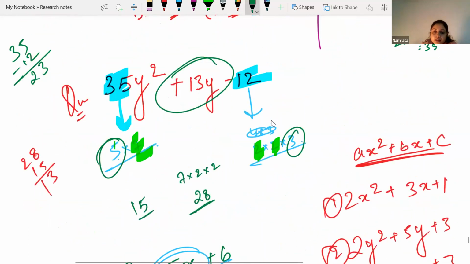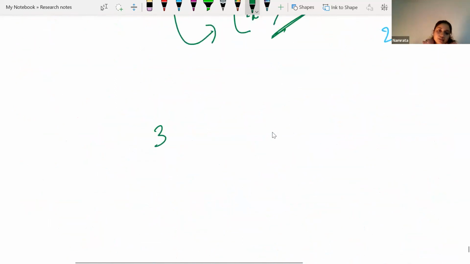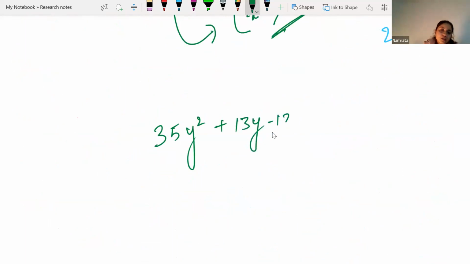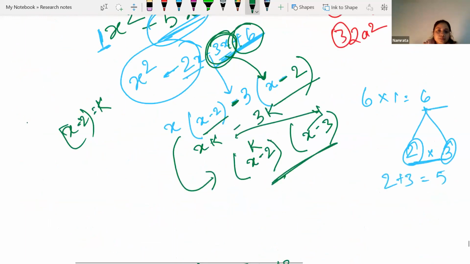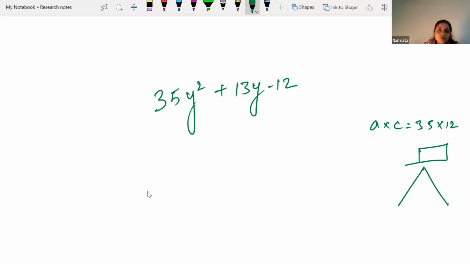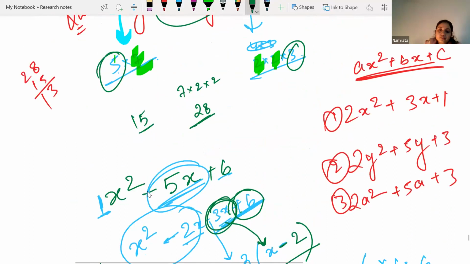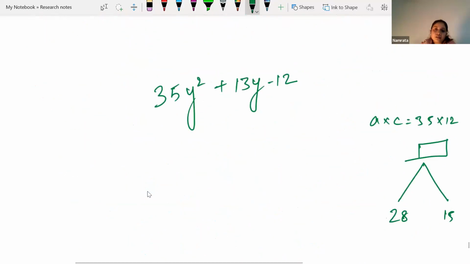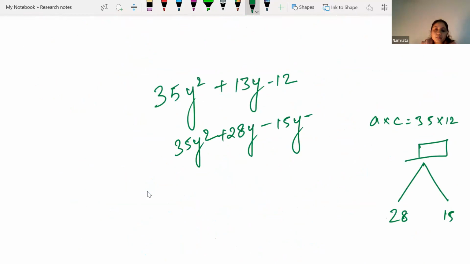So 15 and 28. Let me write it here freshly. 35y square plus 13y minus 12. We have figured out that 15 and 28. A into C, when we did 35 into 12, a bigger number we were getting, that bigger number can be broken into two factors, that is 28 and 15. So plus 28y minus 15y, 35y square, here minus 12.